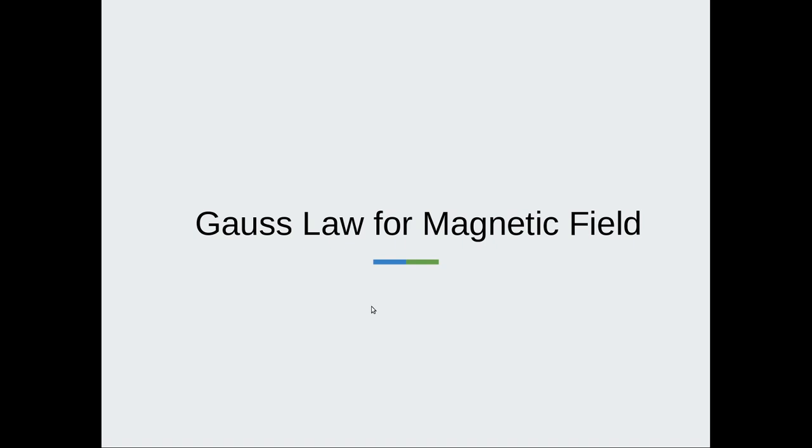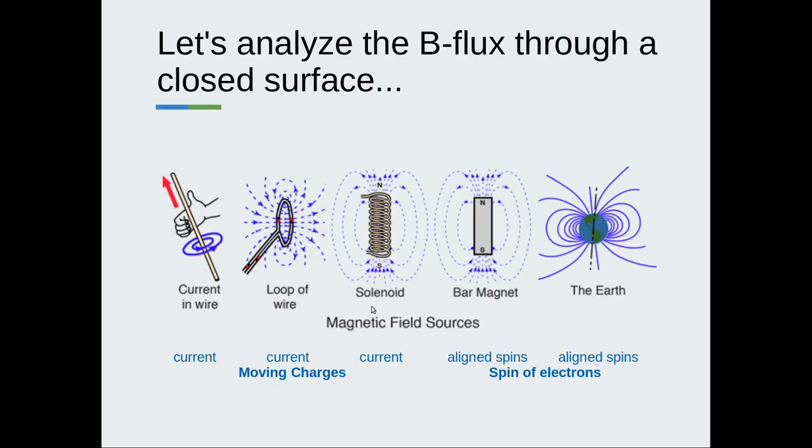Here's the Gauss law for magnetic field. So let's just review the sources and the magnetic field. We started with a current on a wire, and we can see the magnetic field spinning in a circular way. If we have a loop of wire, then the magnetic field goes in a bipolar way, which looks like a butterfly. The solenoid is also a butterfly shape. The bar magnet is the same, and the earth is a butterfly shape.